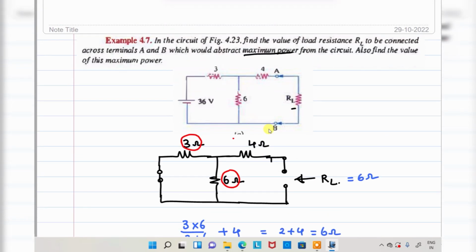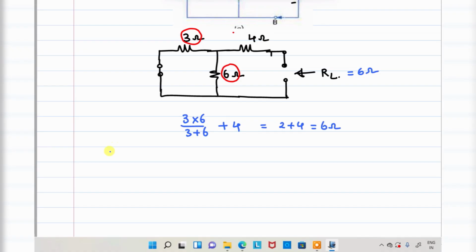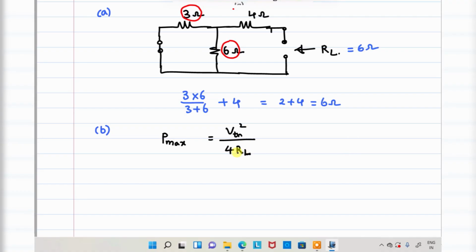So the first part of the problem is completed. Next, what is the second part? The second part here: maximum power, P maximum, you need to calculate. So for that calculation of P maximum, the formula is VTH square divided by 4 RL, the load resistance, right? So RL you need to replace it. This is the formula, RL value is 6 ohms. What about VTH?